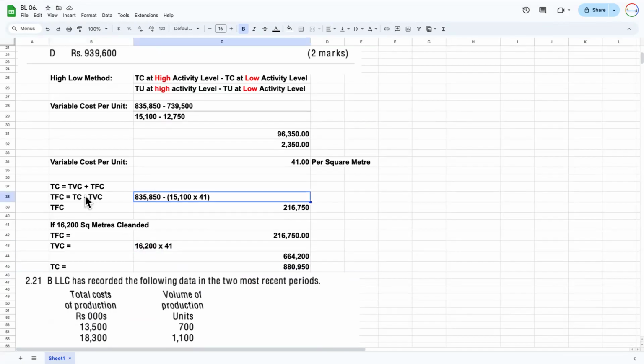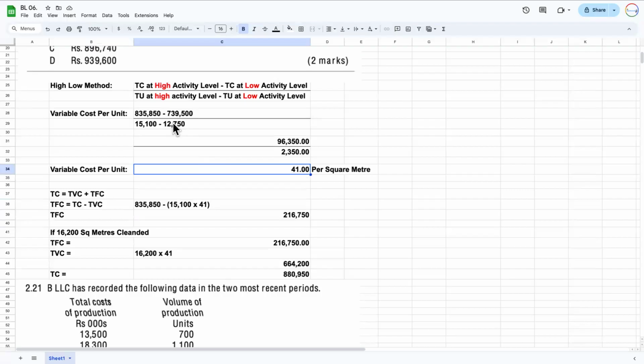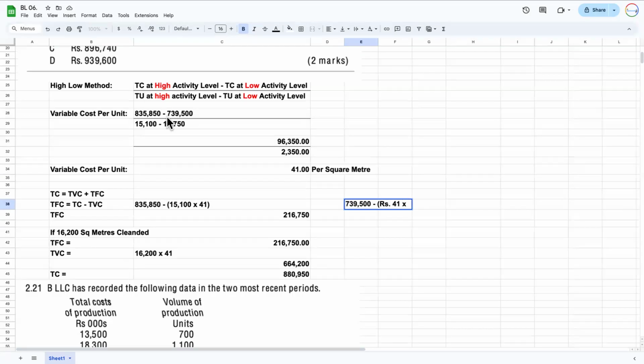You can even apply this to calculate the total fixed cost with the lowest activity level also. If you take the lowest activity level, 12,750, the calculation will be like this. For this 12,750, the total cost, including the variable cost as well as the fixed cost, is 7 lakh 39,500. So that's the total cost. So you have to take away the variable cost portion. How can you do that? That is rupees 41 for 1 square meter cleaned, the variable cost.